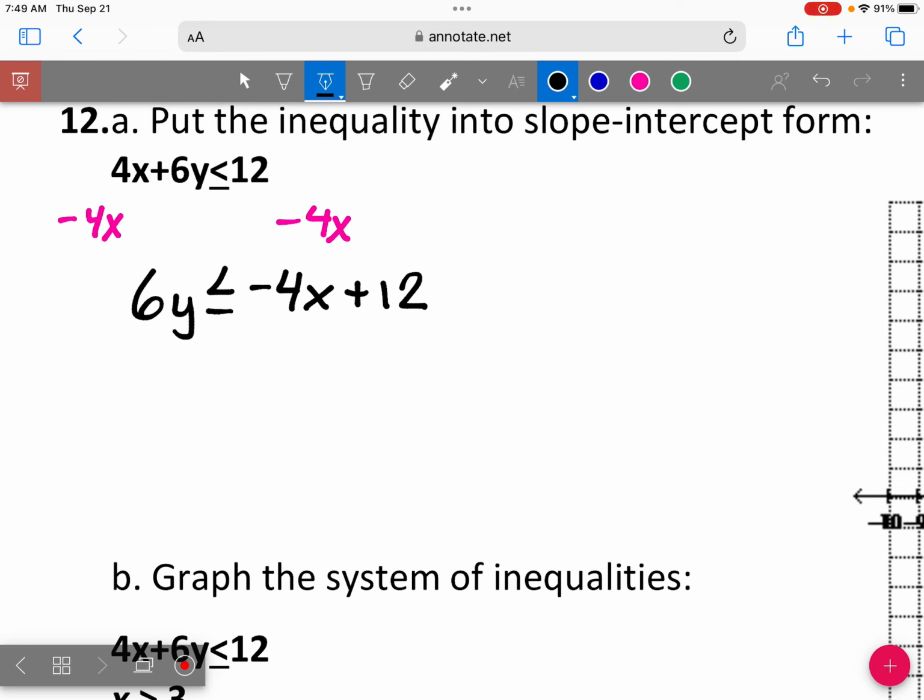Then what do we do? Divide by 6. Yeah. Is my sign going to change or stay the same?